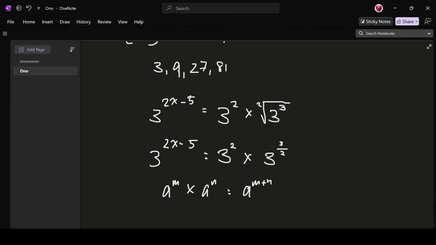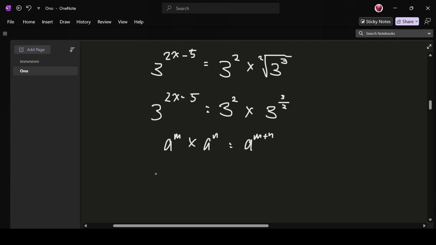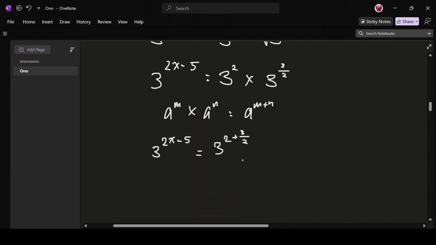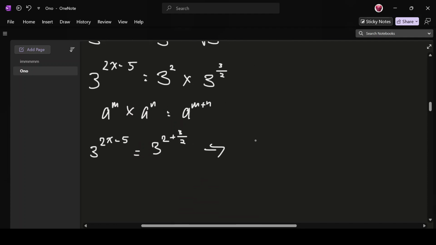In this case, the a is 3, the m is 2, and the n is 3 over 2. So I'm going to write it down here. 3 to the power of 2x minus 5 is equal to 3 to the power of 2 plus 3 over 2. 2 plus 3 over 2, that is 7 over 2.